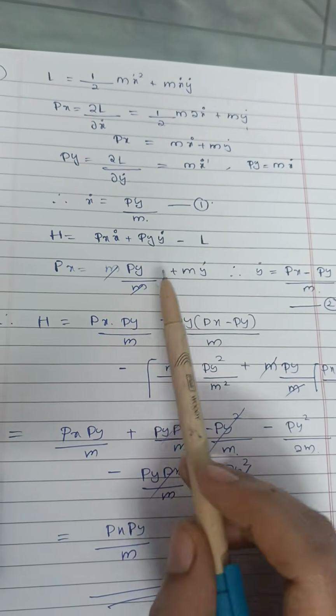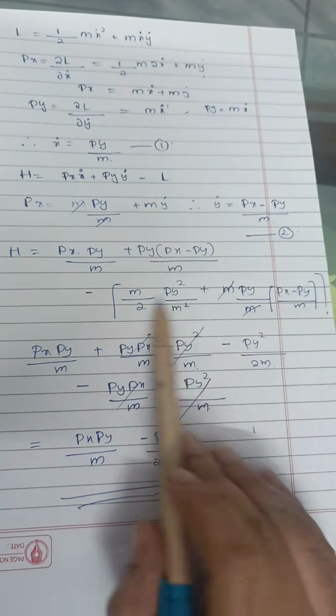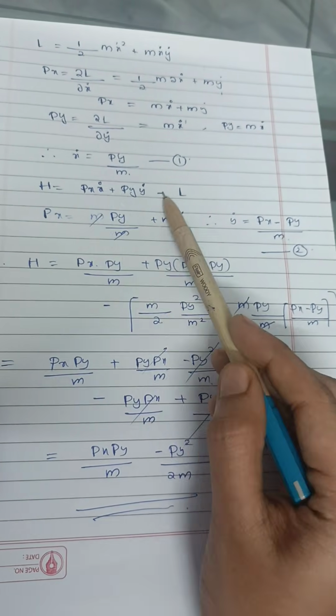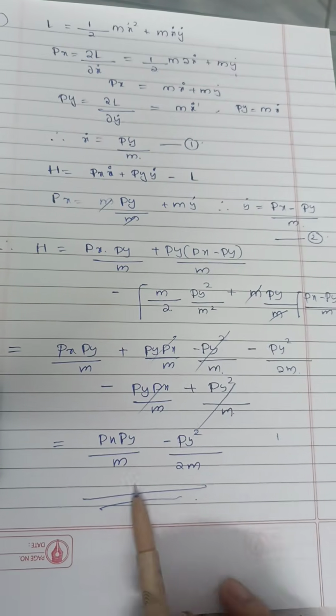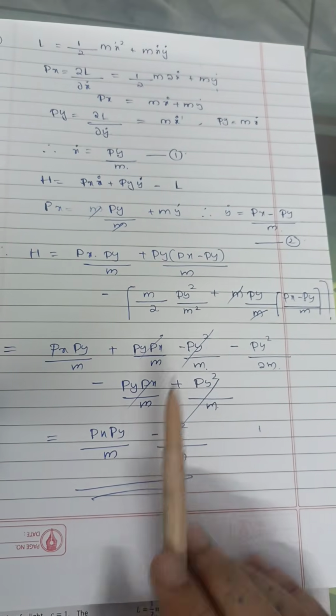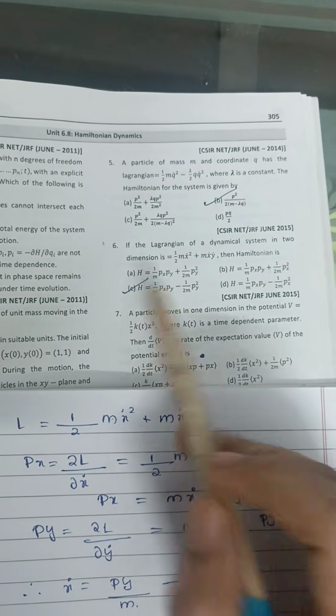So we obtain this, and by simplifying all the terms, substituting the x dot and y dot by these, we obtain this. So simplifying, we obtain this as the answer. So option C is the correct answer.